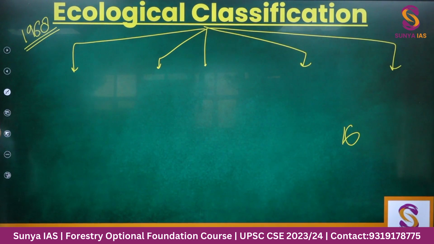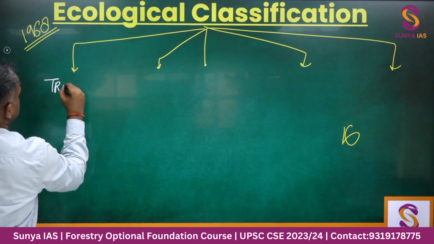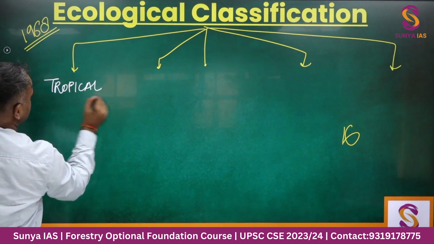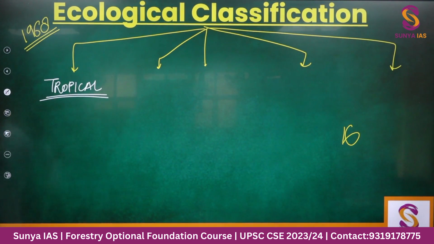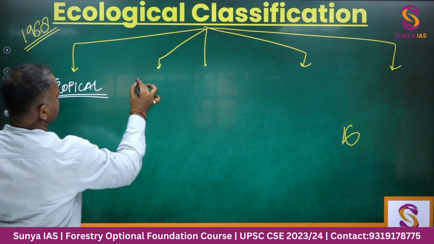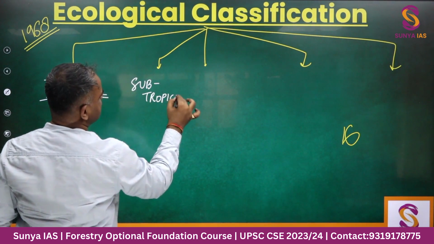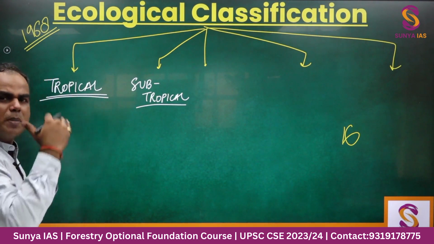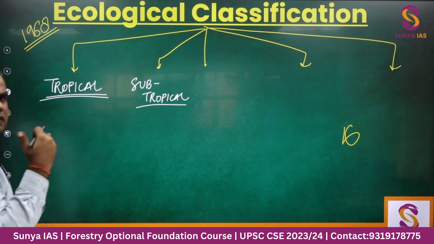So we will start with, I think I should use another, yes. Number 1 is tropical. First we will fill the 5 heads and then we will fill the relevant details as I go along. So 1 is tropical, second is subtropical. I think these terms you already know, tropics, subtropics. Then third is, after tropics, what do you have?